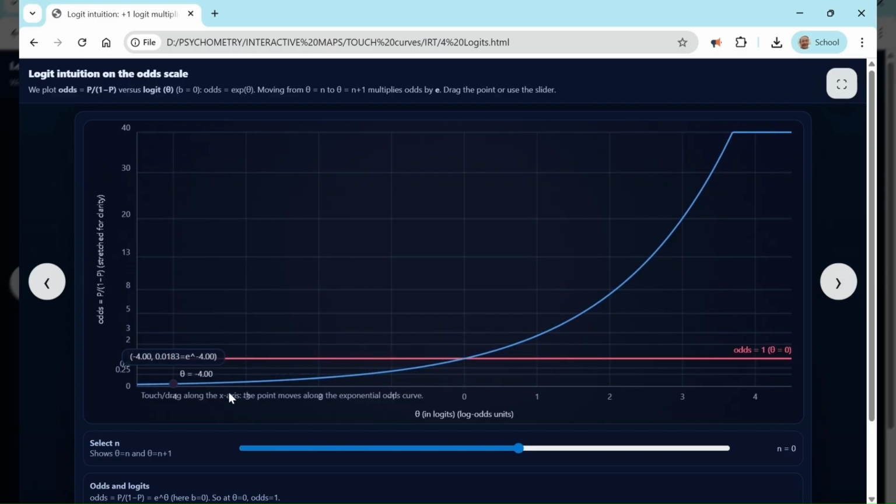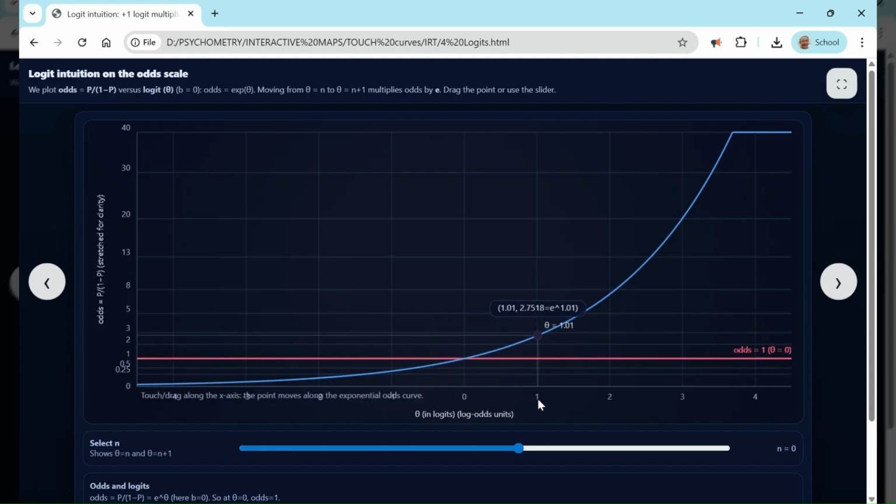So this is the plot of the odds against the ability in logits, not of the probability against the ability. This curve is exponential, not logistic. So let's see here. If you have 0 logit, you will have odds of 1 to 1, which is what they sometimes call a 50-50 chance of answering the question. See here, 0 and 1.